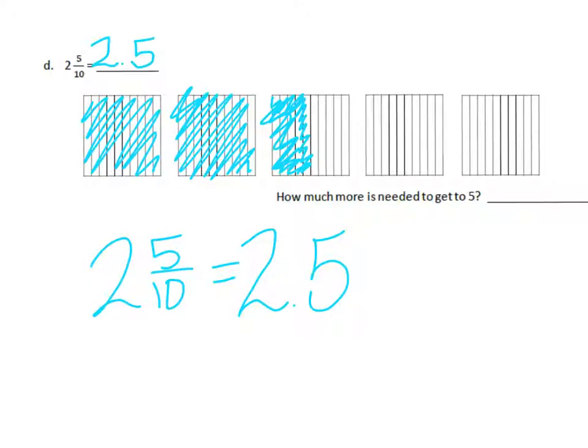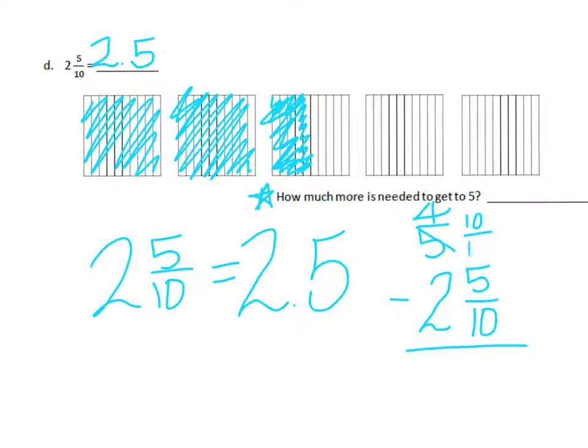Now it is asking how much more is needed to get to 5. So we can count the pieces left in our model, or we can just subtract. So if we have 5 minus 2 5/10, we will need to borrow from the 5, which becomes a 4, and the whole piece that we took as a fraction will end up being 10/10. And since there's not another fraction there, I can just bring the 10/10 over.